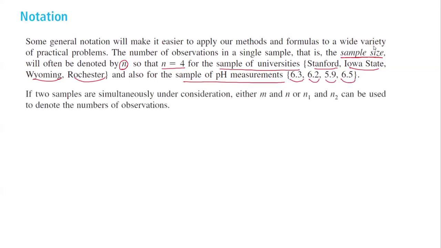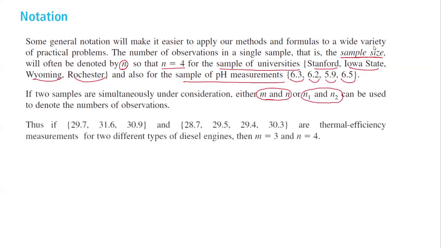If you have 2 samples or more, you can use m and n, or if it's easier for you, you can use n1, n2, and so on to represent and denote the sample sizes. For example, here you have 2 samples. The first sample is of size 3, and the second sample is of size 4.